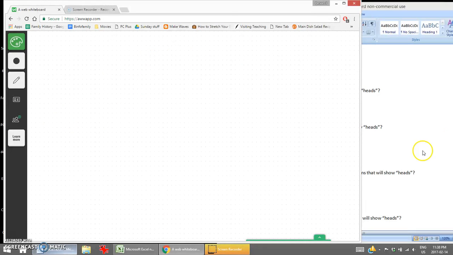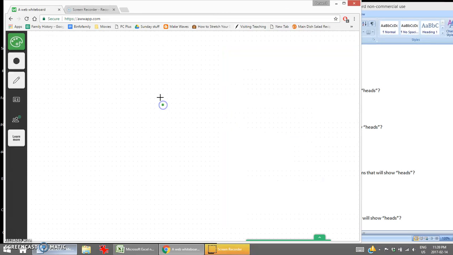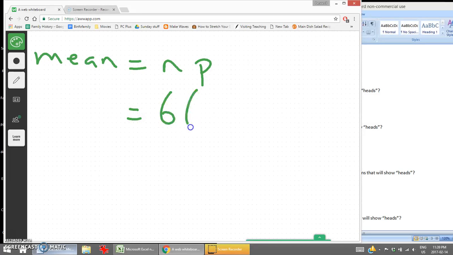So I believe the question asks for this, the expected number of coins that will show heads. That's another way of saying or calculating the mean. The mean of a binomial is equal to n times p. In this case, we have 6 coins. The probability of success on one coin toss is p. In this case, it's 0.5. So we would expect 3 of the coins to show heads.